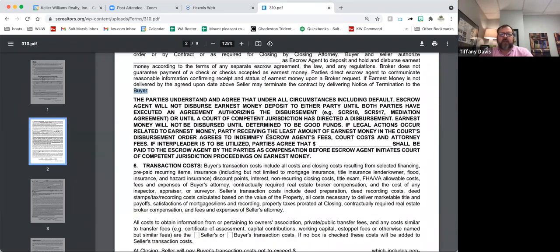As far as this fee, escrow agent fees, court costs, anything, if an interpleader is to be utilized, parties agree that blank shall be paid to the escrow agent by the parties. Most escrow agents that I know don't collect a fee on that, but you would want to check with the escrow agent themselves. So if you're like the Butler colleges, who most of us use, they do not have a fee that they put in here.